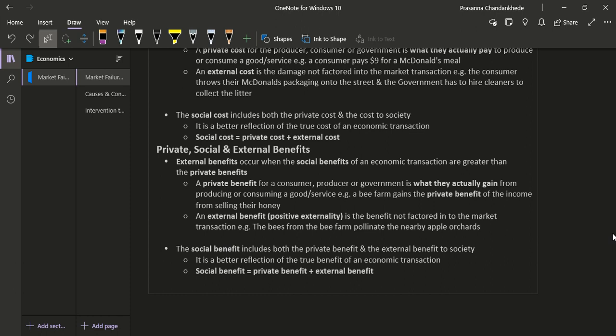An external benefit is the benefit not factored into the market transaction. Example, the bees from the bee farm pollinate the nearby apple orchard. The social benefit includes both the private benefit and the external benefit to society. It is a better reflection of the true benefit of an economic transaction. Social benefit is private benefit plus external benefit.